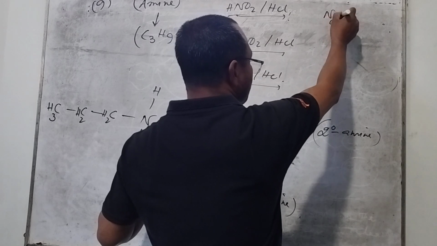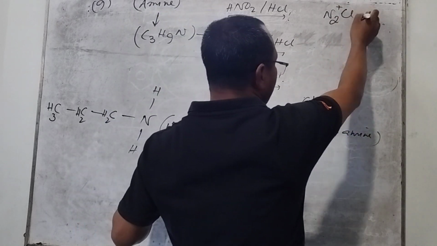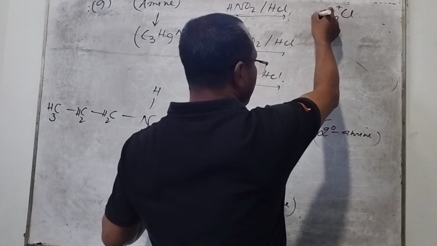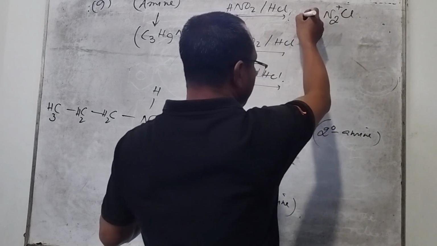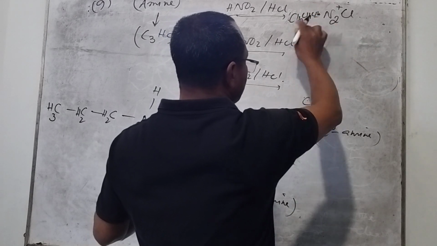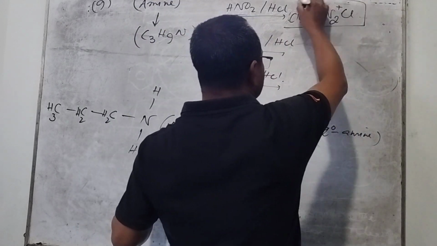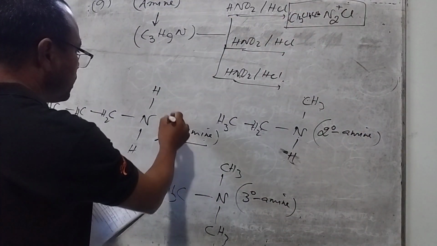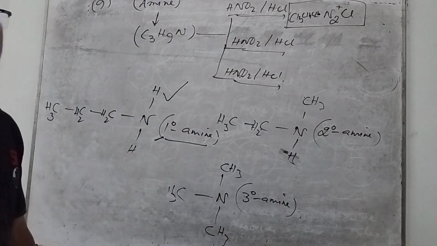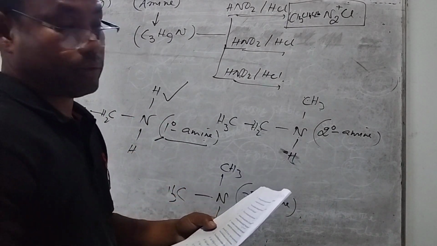That should be the diazonium, right? Here diazonium chloride should be formed. Okay, what will be the compound here? That will be the CH2. So if this type of compound is formed, that compound should be the primary amine. But in the question it is nitrosamine.